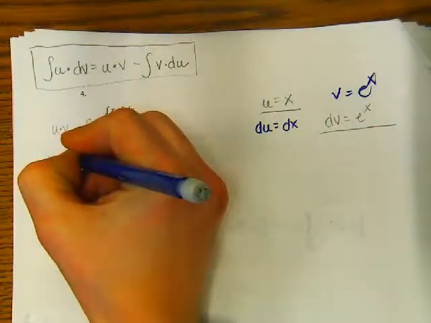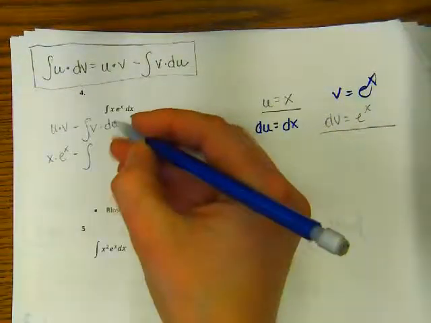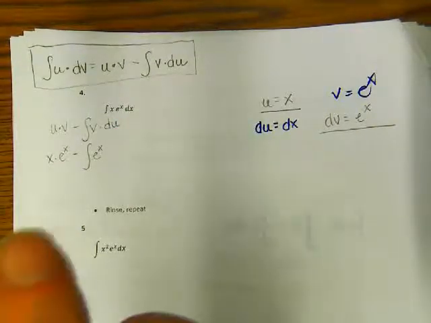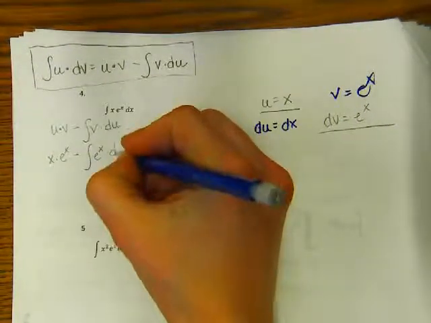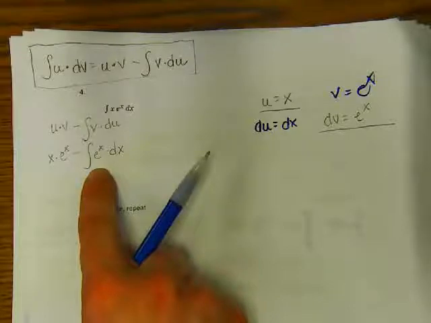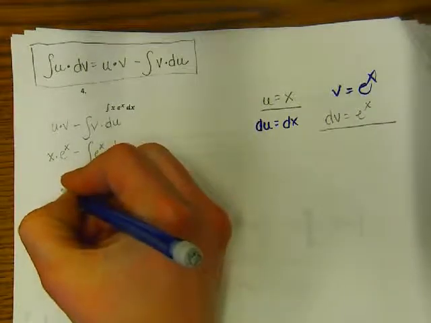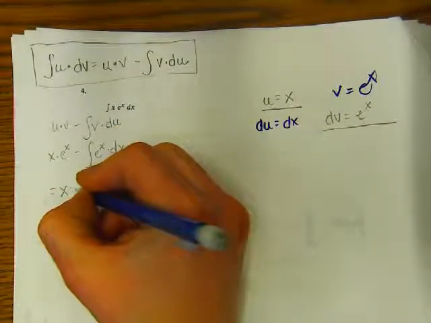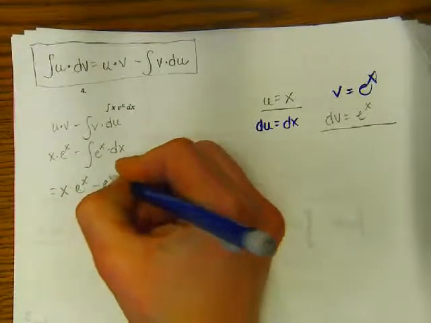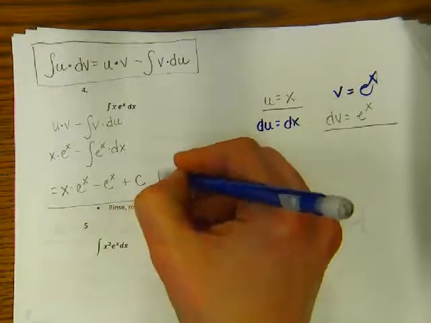x times e to the x, and then minus the integral of e to the x, and in place of du, I'm going to put dx. Alright, one more time. Integrate this. What's the integral of e to the x? E to the x. So we do equals x times e to the x minus e to the x plus c. That's it.